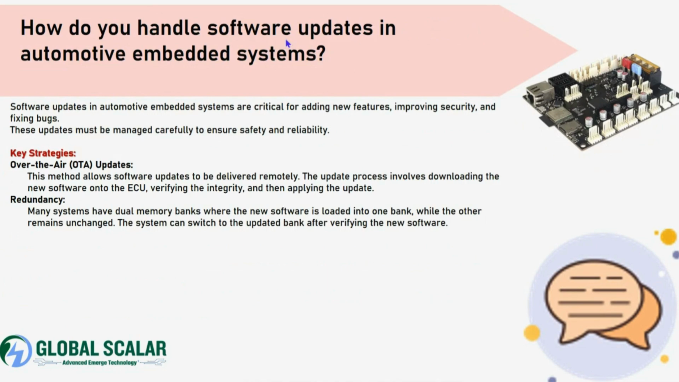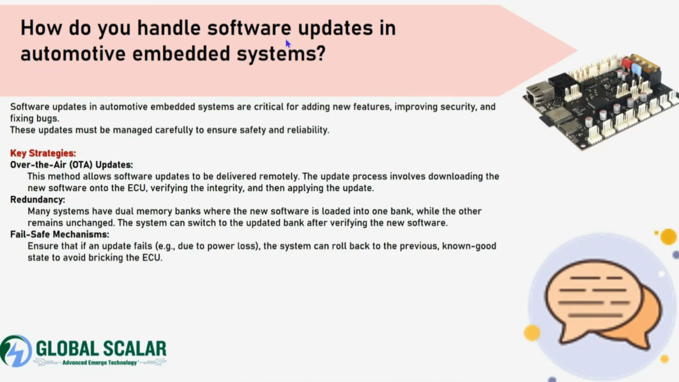Redundancy: many systems have dual memory banks where the new software is loaded into one bank, while the other remains unchanged. The system can switch to the updated bank after verifying the new software. The fail-safe mechanism ensures that if the update fails due to a power loss, the system can roll back to the previous known good version to avoid problems.